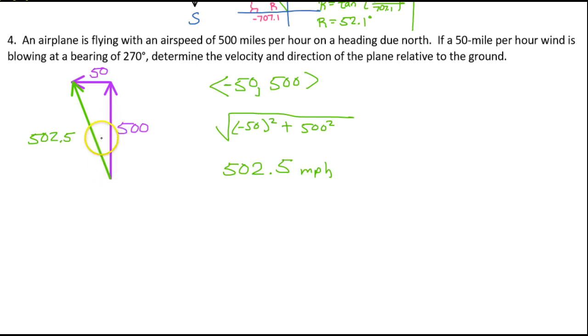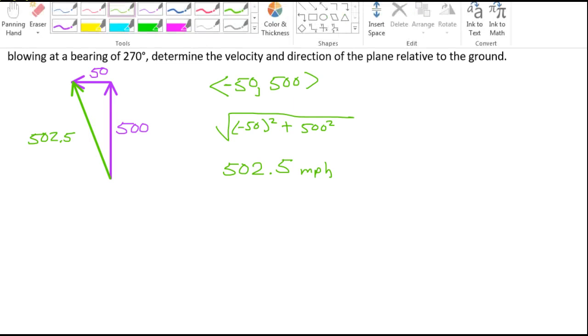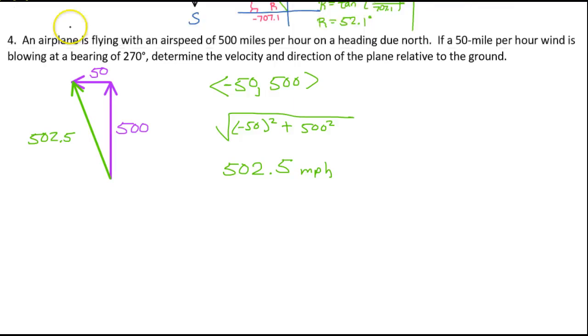So what we can find is the angle that goes right here. I'm going to call this R. So I can calculate angle R using tangent. So the tangent of angle R is going to be opposite over adjacent. So that's going to be 50 over 500.